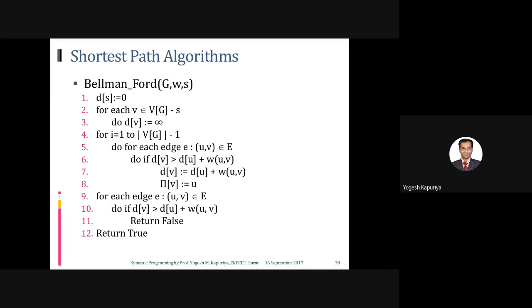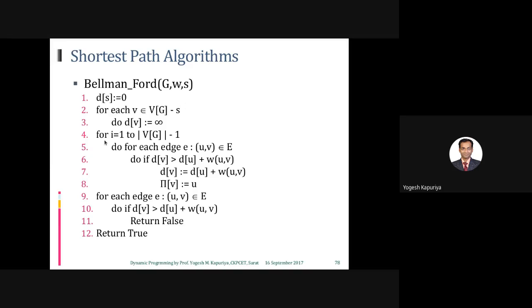So I hope the algorithm is clear. It's very simple to understand. Basically, it's an iterative algorithm. And what is the time complexity? What should be the time complexity? First line, step count is 1. Second line, number 2 and 3, step count is, how many times are we repeating? V times. So step count is V.